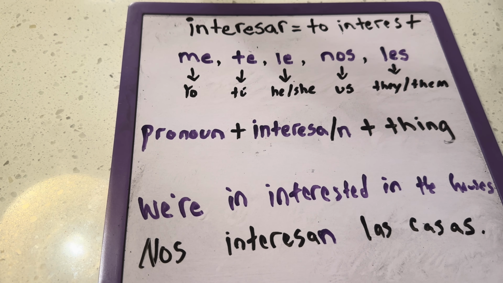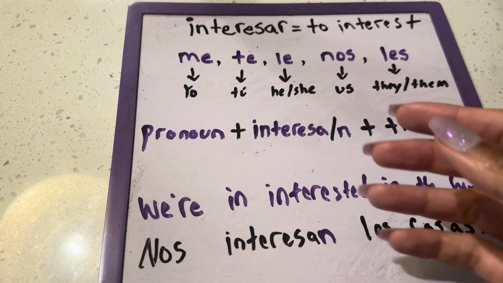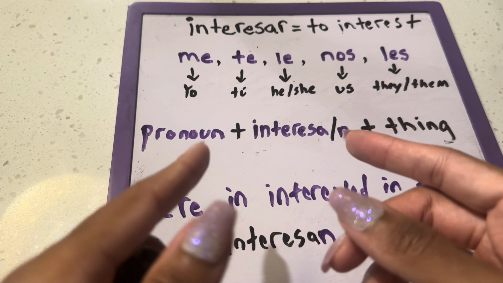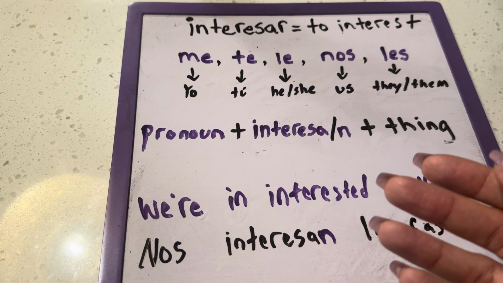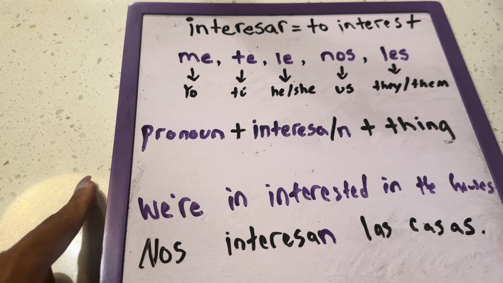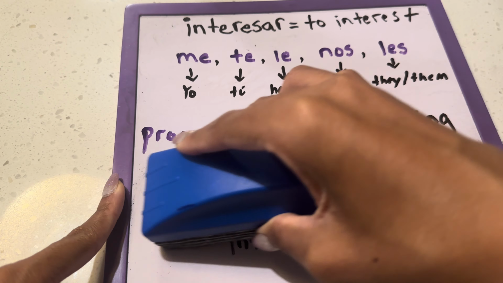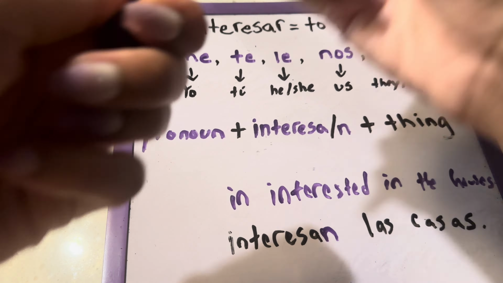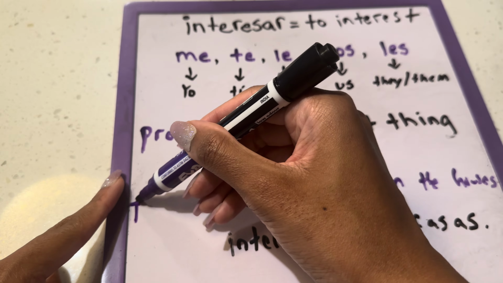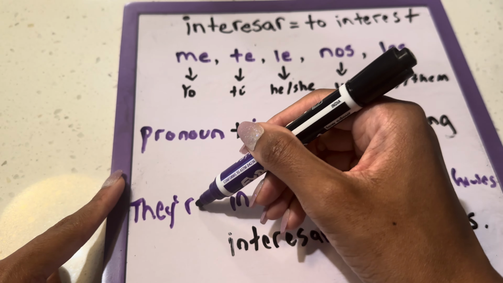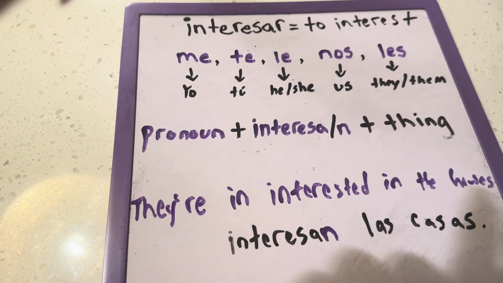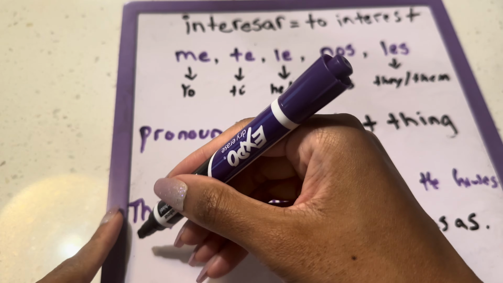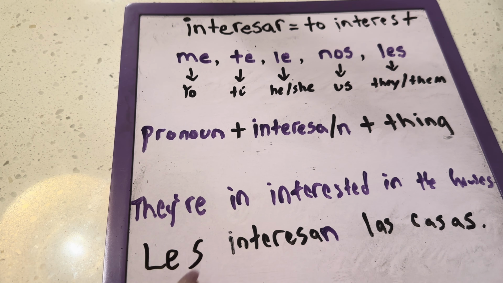Now, what if we want to just swap it out and say less? Like, what if you're not included in that group of people? What if you are the real estate agent, you have some clients, and you're telling your coworker they are interested in the houses? Well, now we just change out a couple of things. Les is the they, them pronoun. So now let's say you're a realtor and you're on the phone with your coworker and you're like, yeah, they're interested in the houses. And this time it's going to be les. Les interesan las casas. There you go. All right. So simple, very easy.